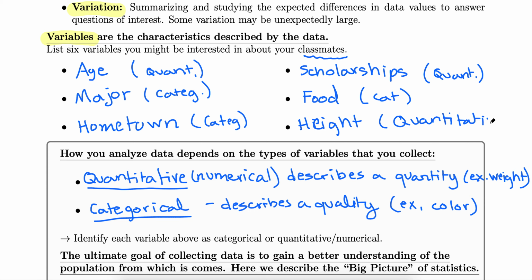All right, so make sure that you're really comfortable with this idea of identifying the difference between quantitative and categorical variables, because that will determine how we analyze everything from here on out. A simple step, but very, very important.